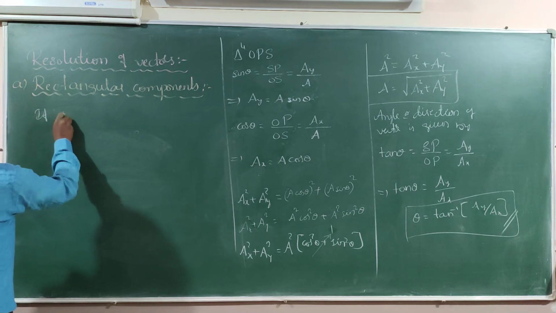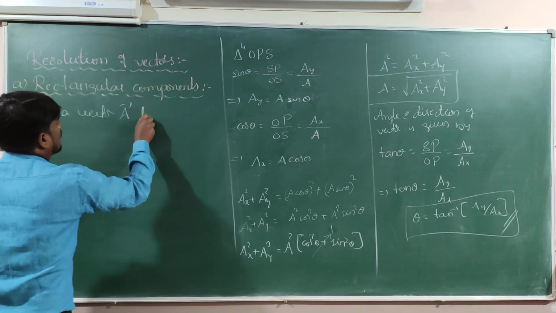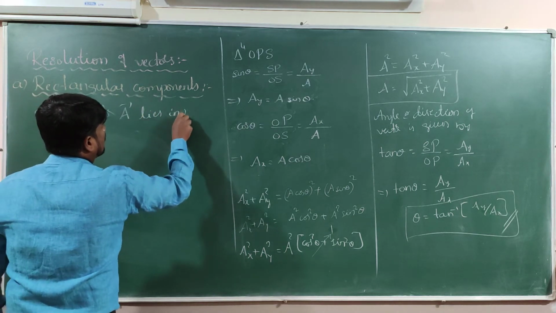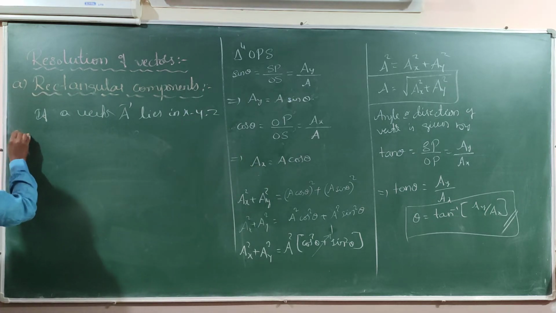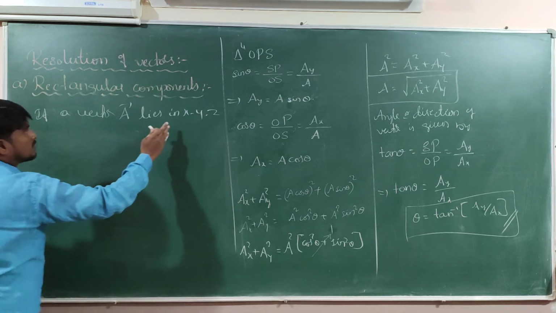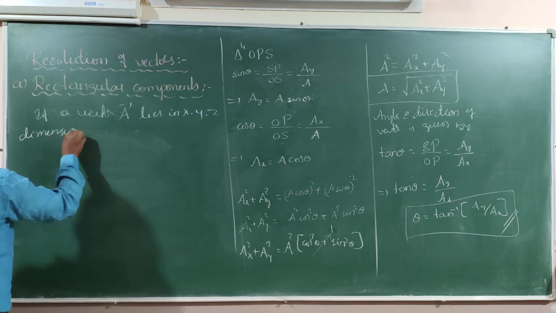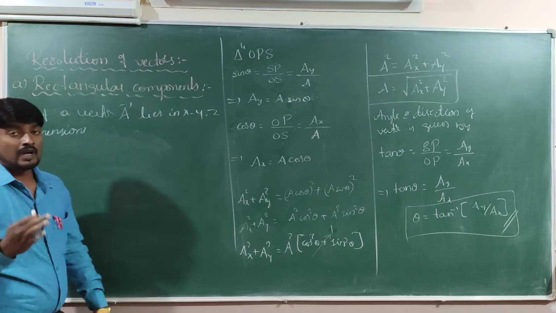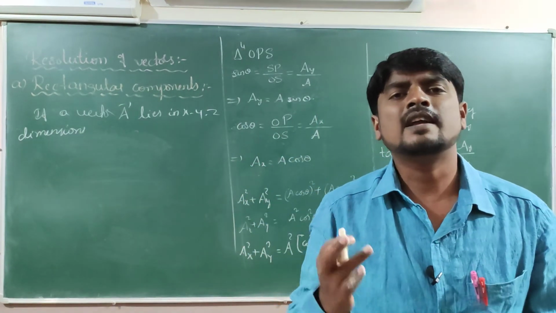If a vector A lies in X, Y, Z dimensions, now actually friends, in some books they use the same AX, AY, AZ.